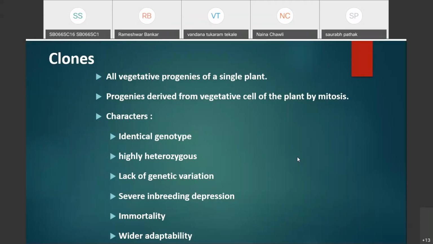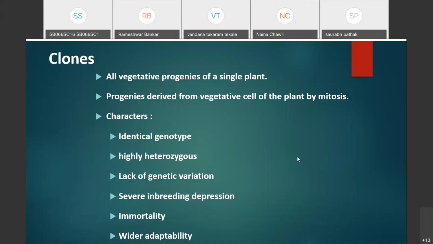Whatever the differences, small or large, these differences are not inherited from one generation to another generation. There may also be variation arising due to somatic mutations, but the frequency of somatic mutations is very low, and that's why these are not of any importance to the agronomic characters. That is all about the identical genotype. All these have the identical genotype or genetic constitution.